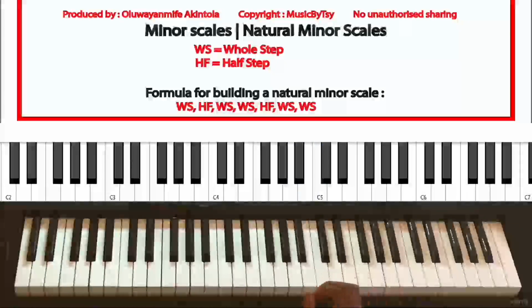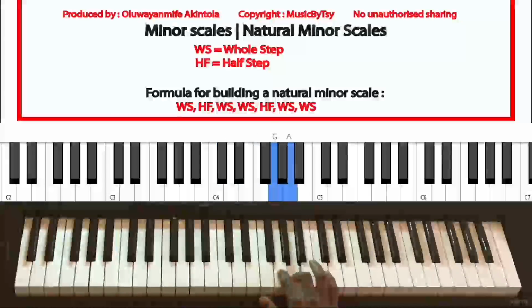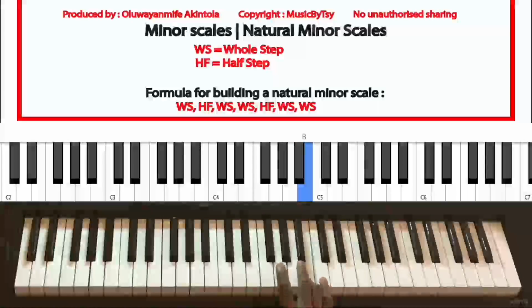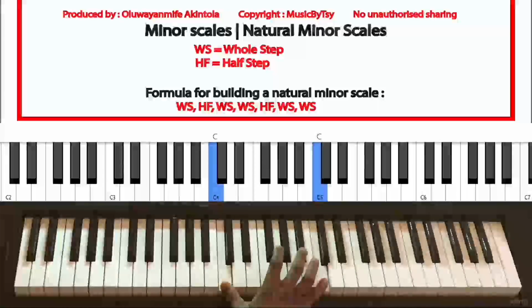Now, every major scale is made up of 7 unique keys. So the C major scale is made up of these 7 unique keys: C, D, E, F, G, A, and B. The 8th note of every major scale is just a repetition of the first note. So in this case, the 8th note of the C major scale, which is the key of C, is just a repetition of the first note, which is the key of C.